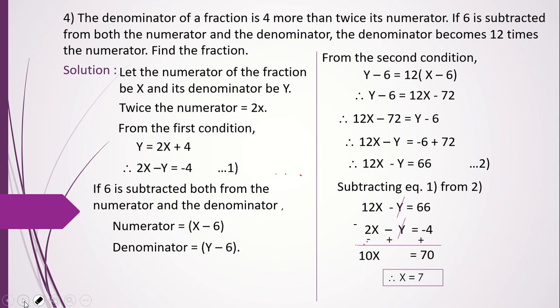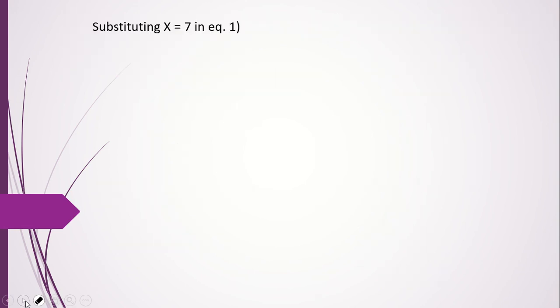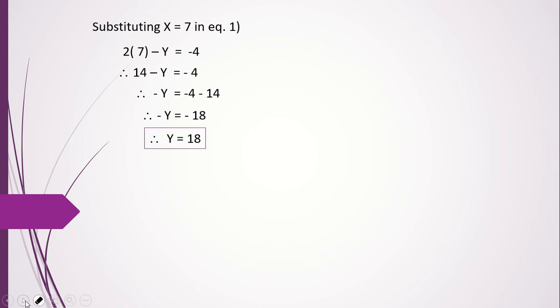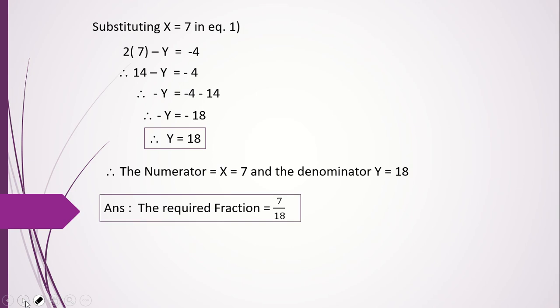X is the numerator. Now substitute this value of x in any equation which you find simple. Equation number 1 is simple actually. So we'll put the value in equation number 1. Okay. So we get the value of y is 18. Okay. So numerator is x, 7, and denominator is y, 18, and hence we get the required fraction as 7 upon 18. Okay. So this is the final answer, and it is important to write the final answer. Let's move on to the next sum.